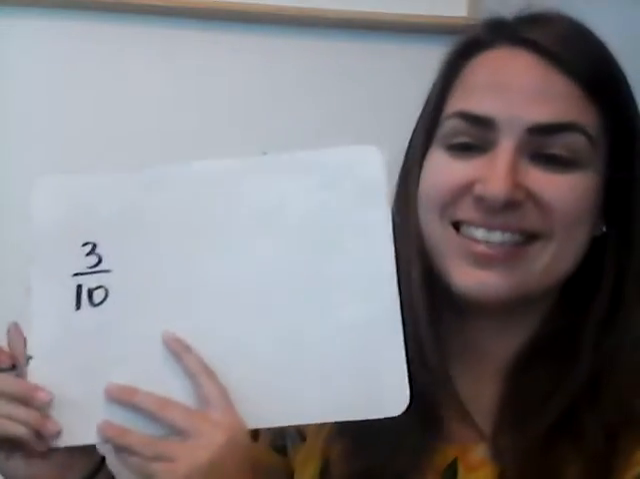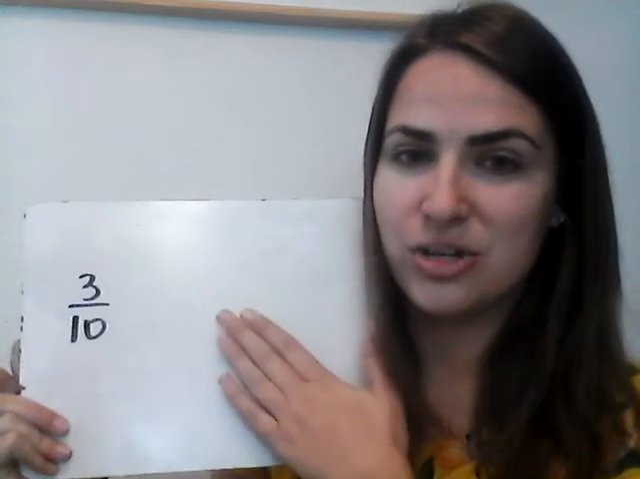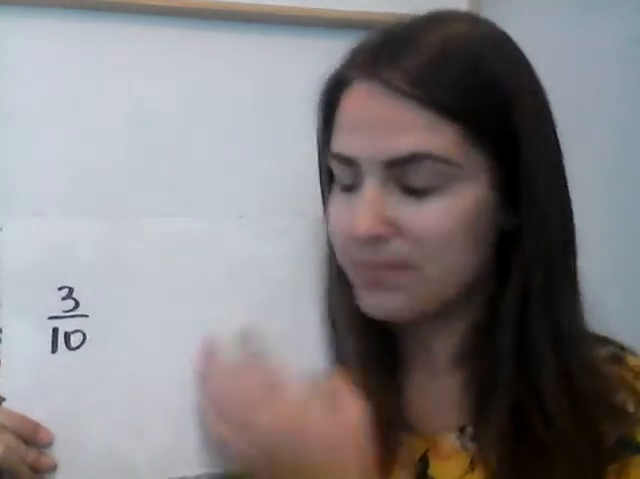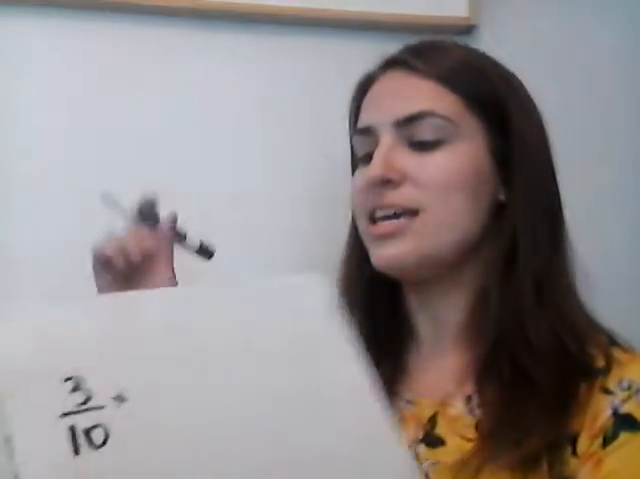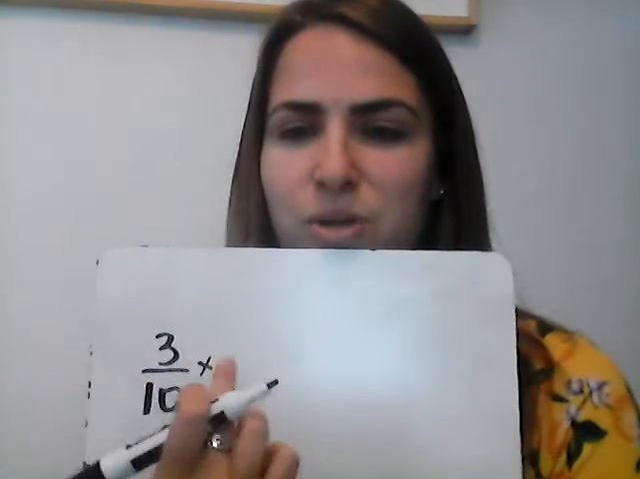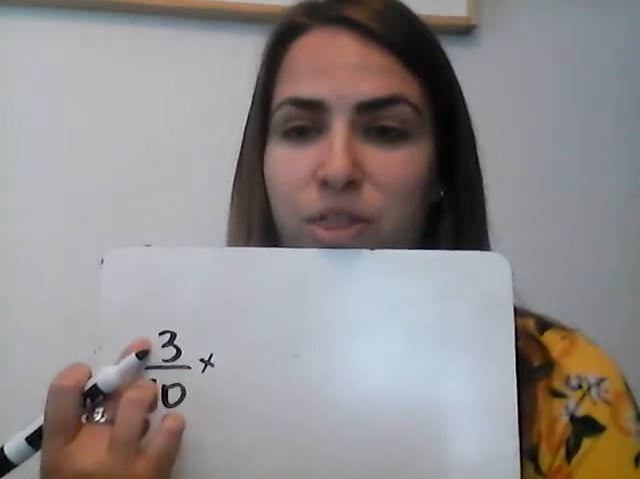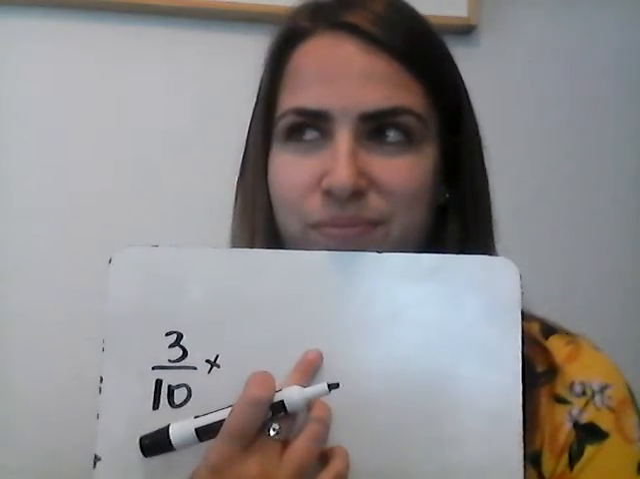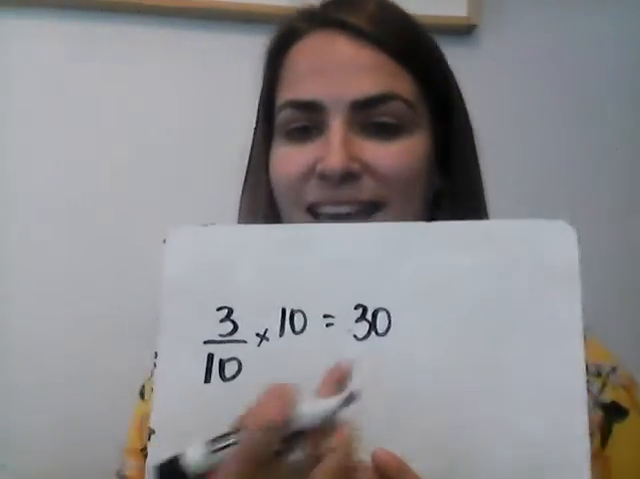I'm just going to erase my board so I have more space. So I want you on your paper to write out 3/10. And we want to see if 3/10 is equivalent to 30 hundredths. So, is there something we can multiply 3 by and 10 by to get 30 hundredths? Let's start with the numerator. Is there anything we can multiply 3 by to get 30? You're right, it's 10. So 3 times 10 gives us 30.